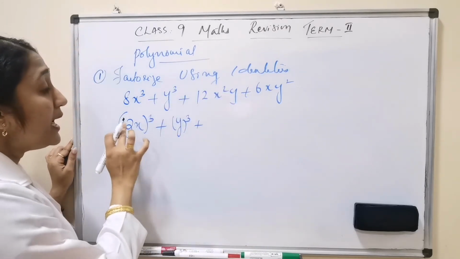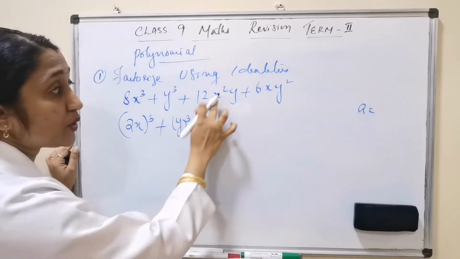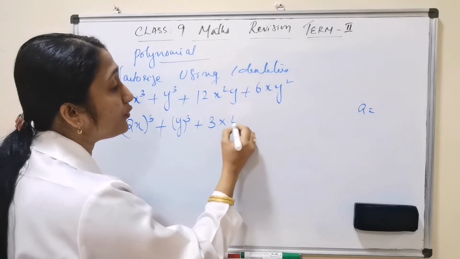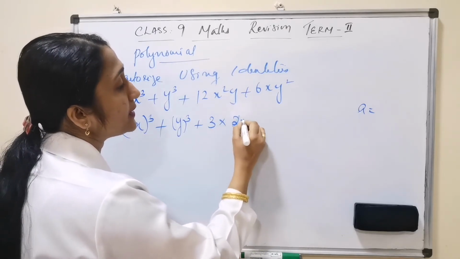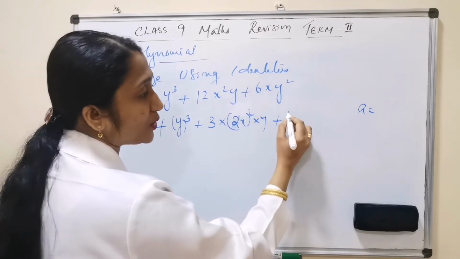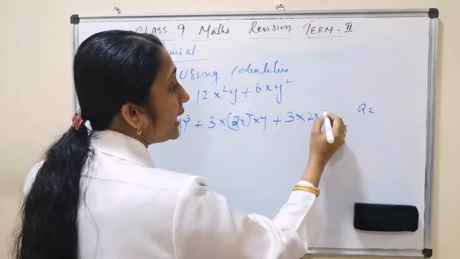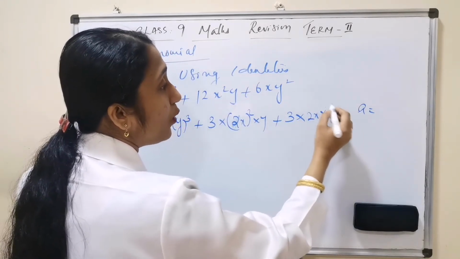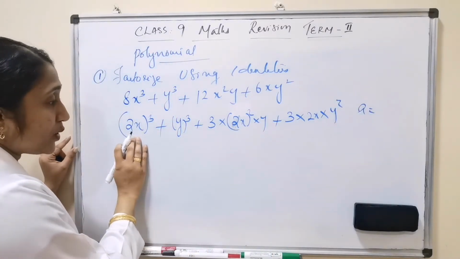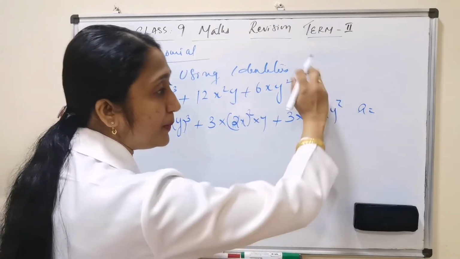So that means a is 2x, b is y. So x square means 2 square is 4. That means here 3 into 4, 2x the whole square into y, plus here 6 only. So 3 into what is the first term? That is 2x into y square. So look at this: a cube, b cube, 3a square b, 3ab square.